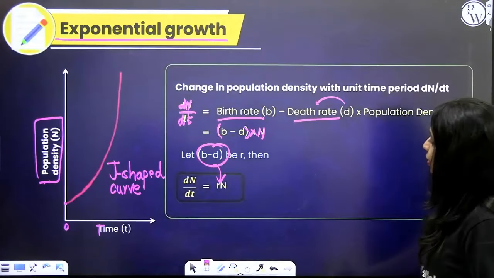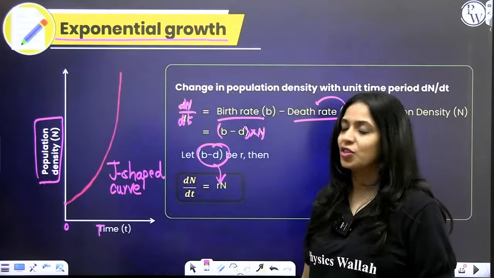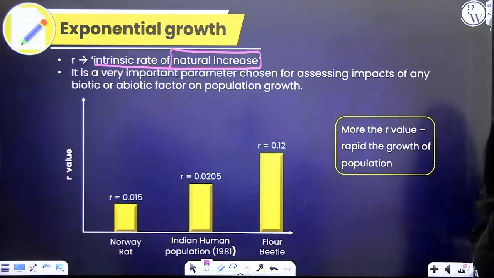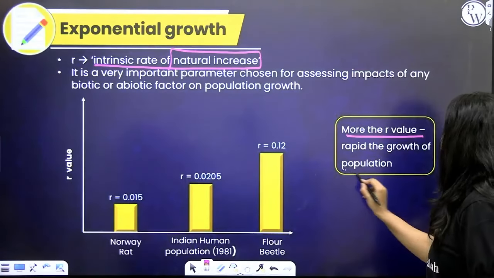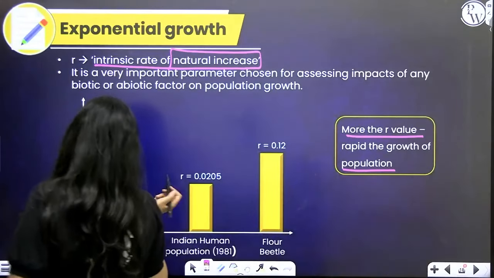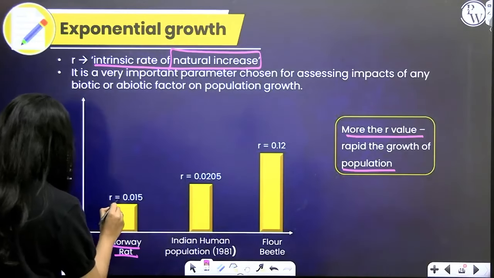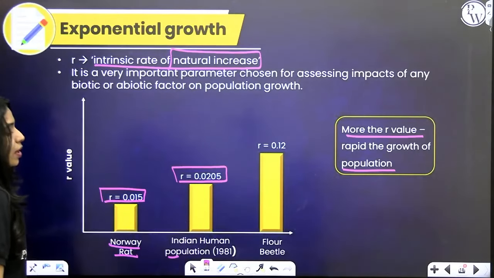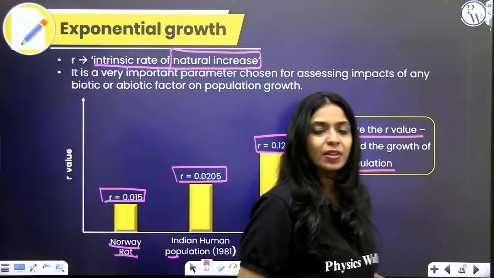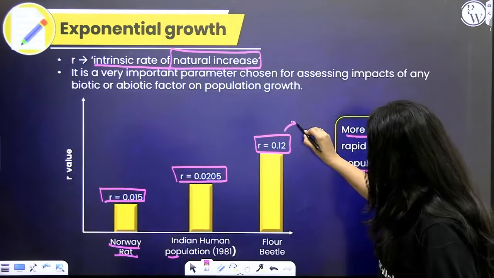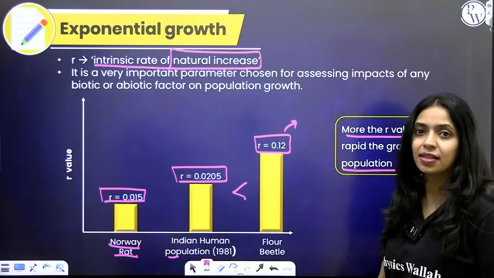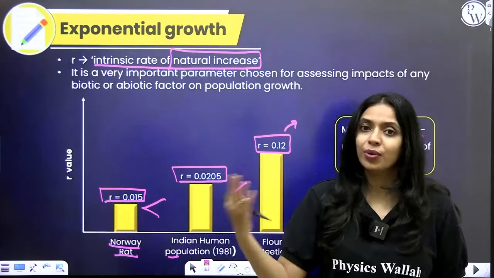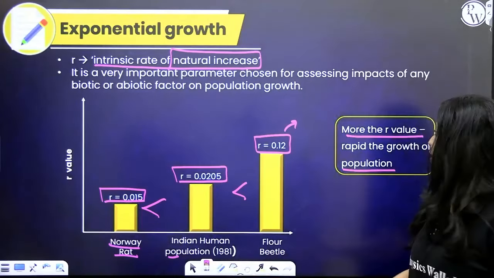So, what is r here? r will determine the status of the population. If the births are greater than the deaths, the r value is going to be high. The higher the r value, the more rapid is the growth of the population. For example, in NCERT, a couple of examples are given. For Norway rat, r is 0.015. For the Indian human population in the year 1981, r was 0.0205. For flower beetle, the r value is 0.12. So what this basically indicates is that the rate at which this population is going to increase in size is greater than this, which is in turn greater than this. So the higher the r value, the sooner the population is going to increase in size. It's going to increase at a very rapid rate, right?